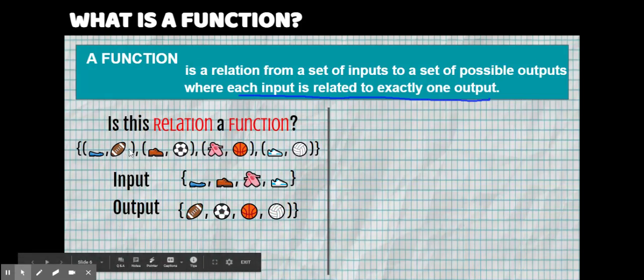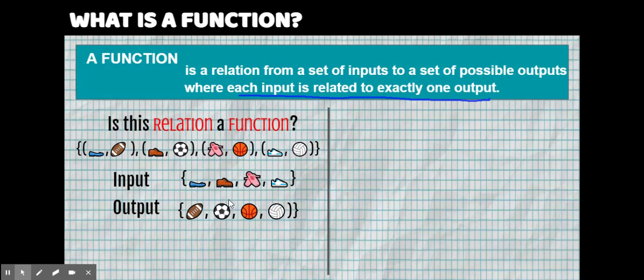You are correct. Those are our sports balls that we use for different types of sports. There's a football, there's a soccer ball, there's a basketball, and there's a volleyball. So those are our output values. That's what's coming out of the machine when I'm putting these shoes in. Now let's check. Is this relation actually a function?